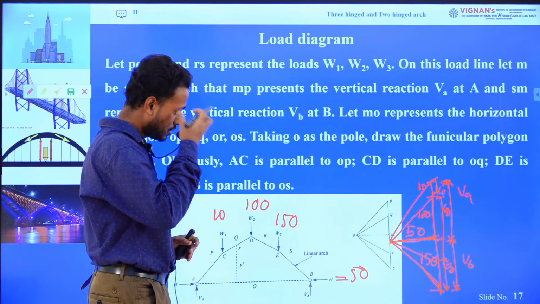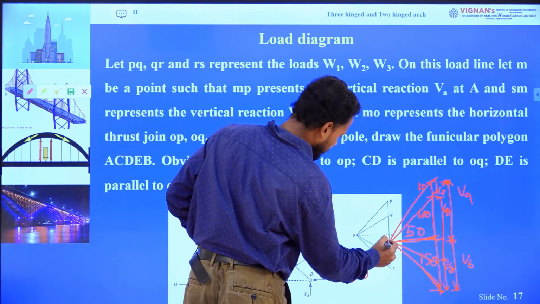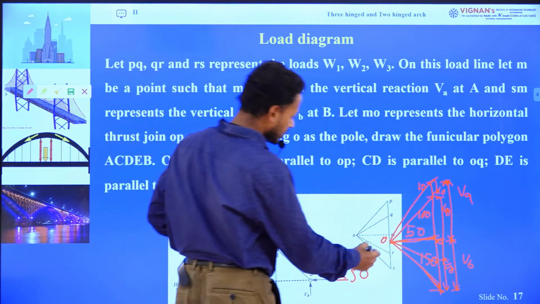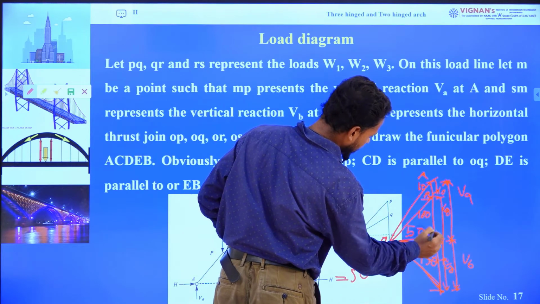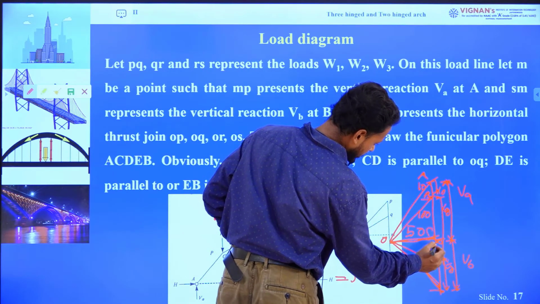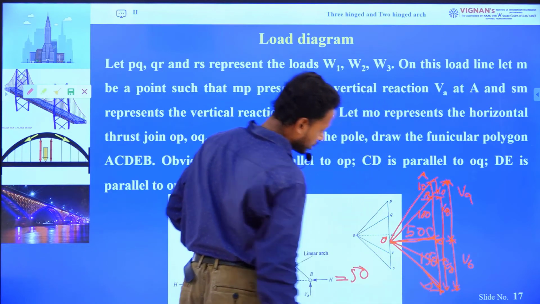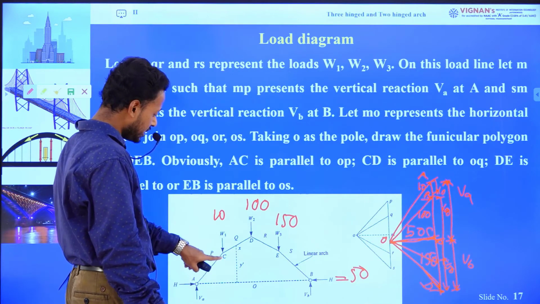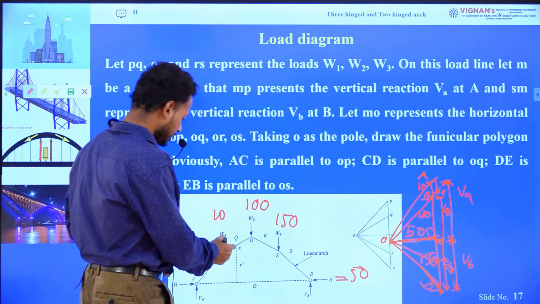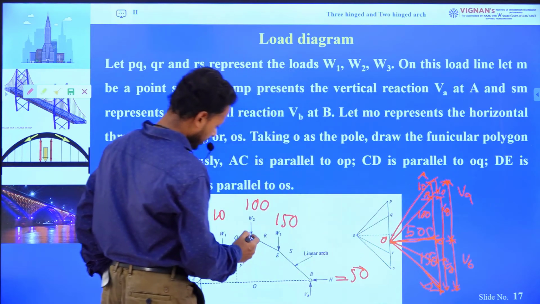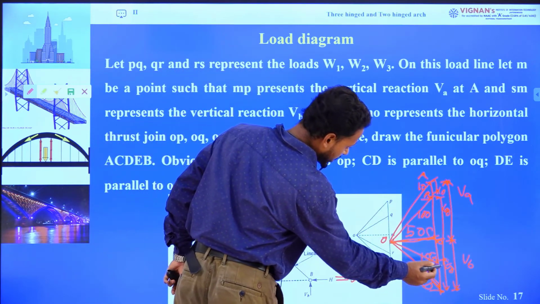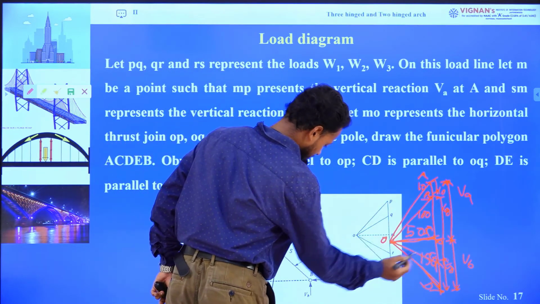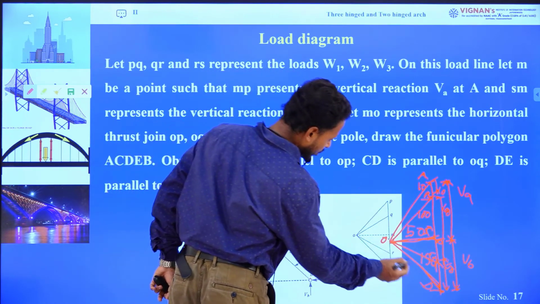Now just give a name, OP. OP is the horizontal thrust. A, B, C, this is P, this is C, this is D. So here OA is representing AC, and AC will be parallel to OA. CD will be parallel to OB. DE will be parallel to OC. This is C, this is not C. So DE will be parallel to OC, and EB will be parallel to OD.